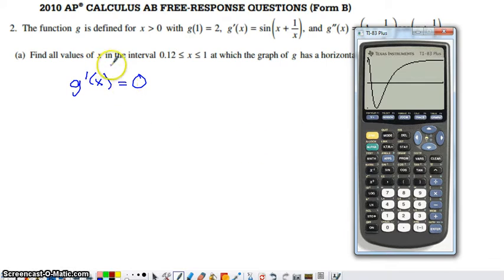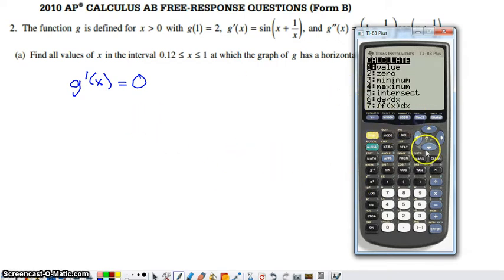Find all values of x on the interval 0.12 to 1 where the graph of g has a horizontal tangent. When is g prime equal to 0? Well, this is a graph of g prime. This graph is equal to 0 at this x right here. This graph is equal to 0 at this x right here. So it seems like we're going to have two answers here.